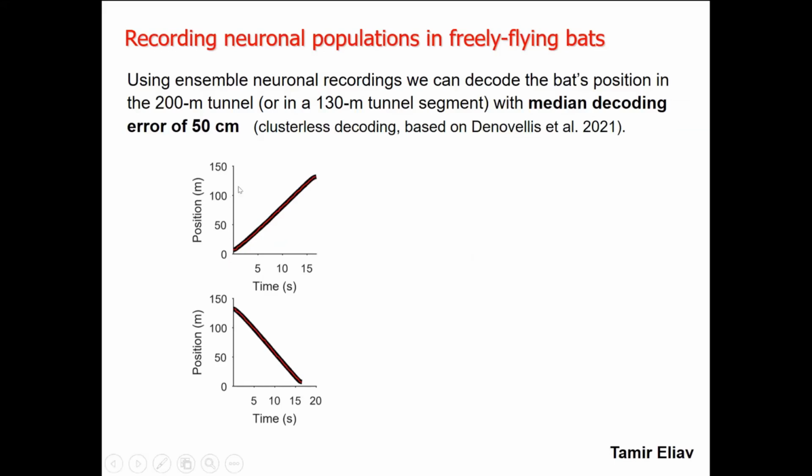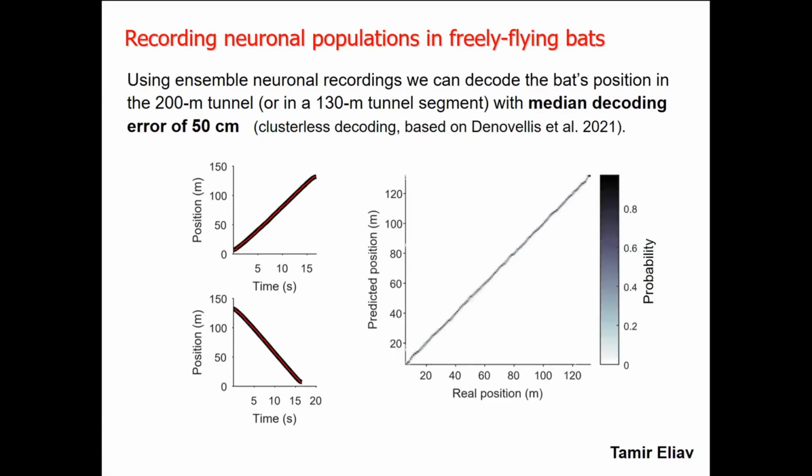of 130 meters of the tunnel. The bat flew over 15 seconds. The black line is the flight of the bat, position versus time. And the red line, I hope you can see it, is the decoded position. So it overlaps amazingly with the data. And here's another example. So really the decoder works amazingly well.